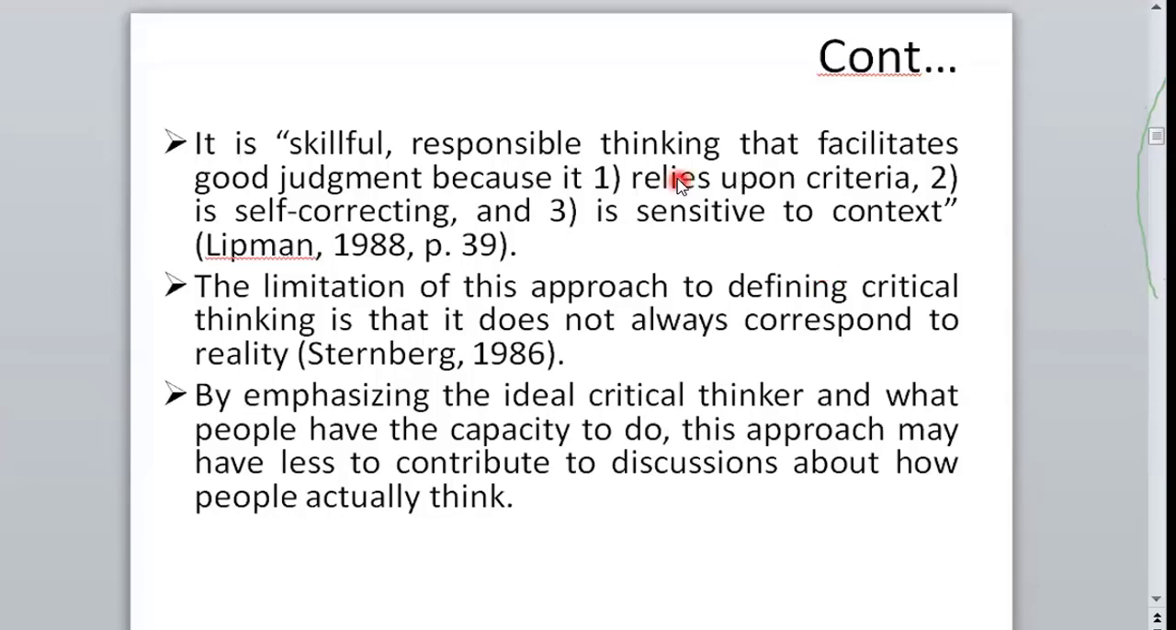But what has been put forward as a limitation of this approach is that it does not always correspond to reality, because we have said this is an ideal. It's only listing what Aristotle has, the qualities and those characteristics. That's an ideal. The extent to which it applies is not actual. It is a kind of potential and ideal reality, according to this writer. So by emphasizing the ideal critical thinker and what people have the capacity to do, this approach may have less to contribute to discussions about how people actually think.